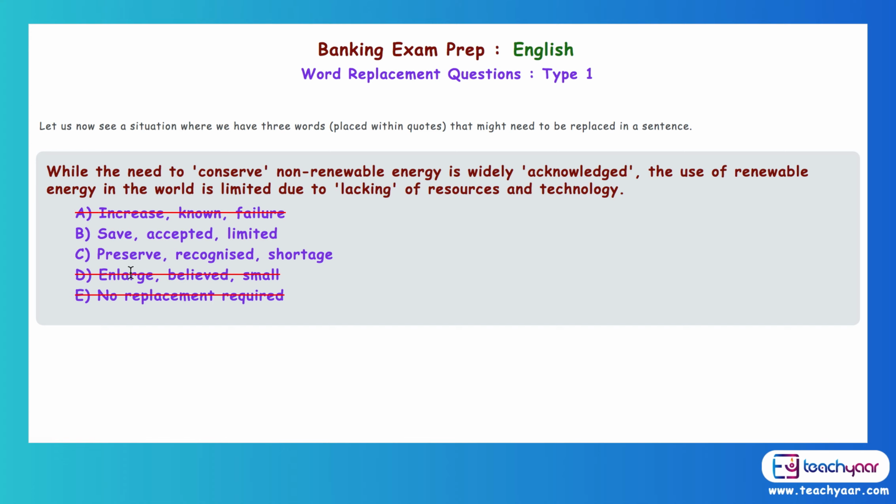That's not right. Yes, resources and technology are limited, but it is already given in the sentence. The use of renewable energy in the world is limited. You can't use the same word again, due to limited. So that is wrong. Doesn't fit in well there. What is option C? Third word, shortage. Due to shortage of resources and technology. So now we have all the three words which match.